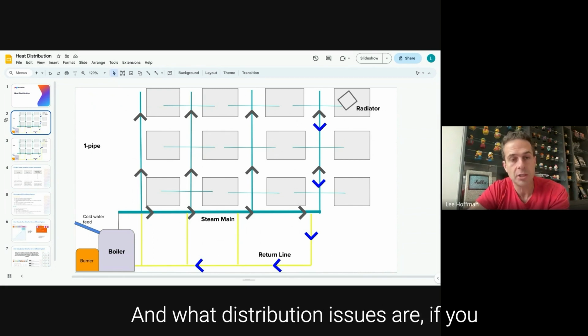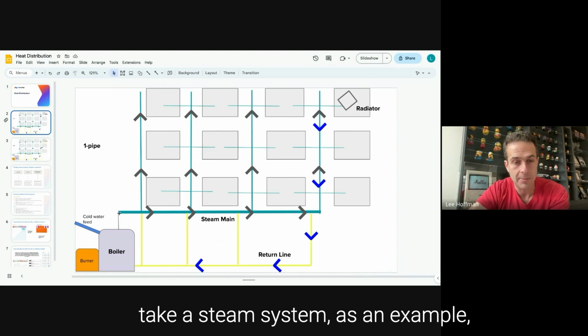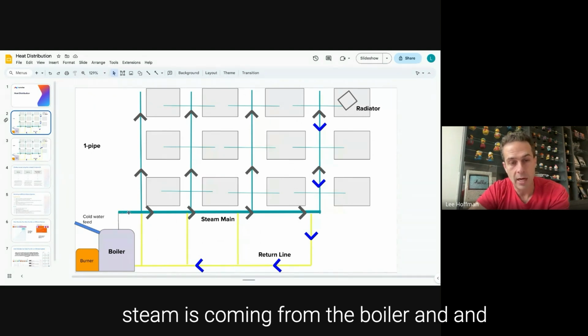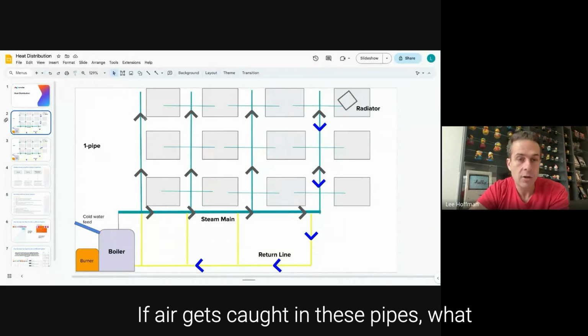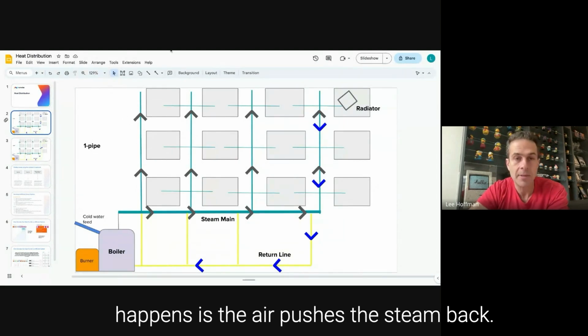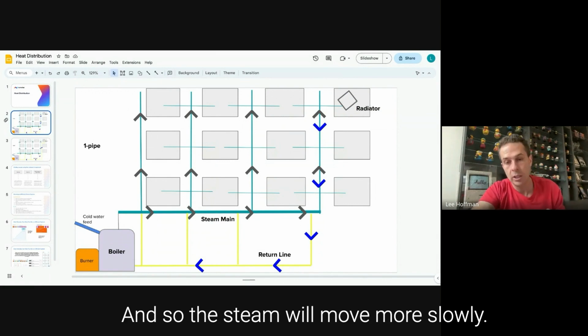And what distribution issues are, if you take a steam system as an example, steam is coming from the boiler and going through and rising up these pipes. If air gets caught in these pipes, what happens is the air pushes the steam back, and so the steam will move more slowly.